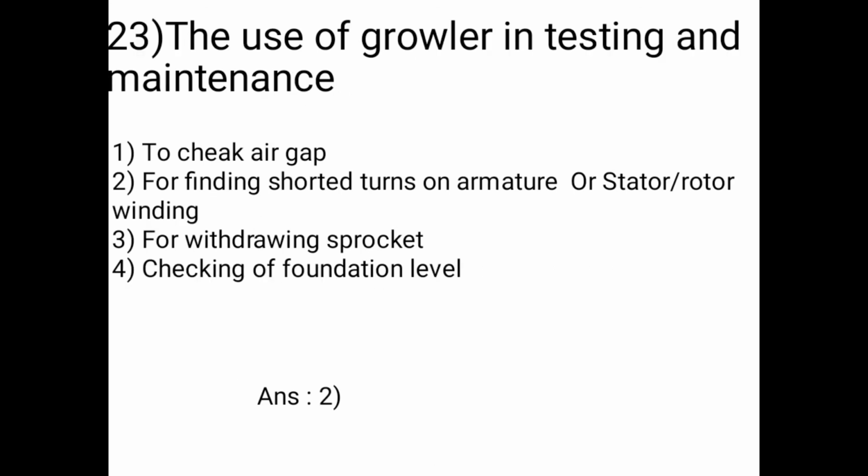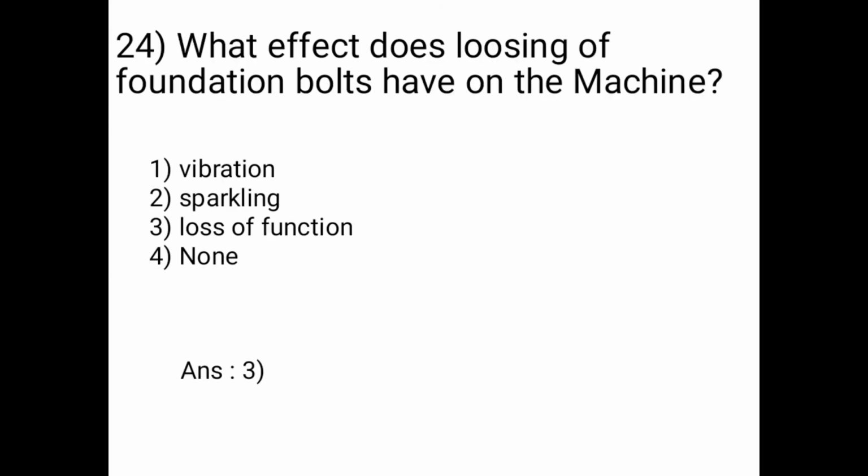Question number 23: the use of a growler in testing and maintenance. The answer is 2, for finding shorted turns on armature or stator rotor winding. Question number 24: what effect does loosening of foundation bolts have on the machine? Options are vibration, sparking, loss of function, none. So the answer is option 3, that is loss of function.